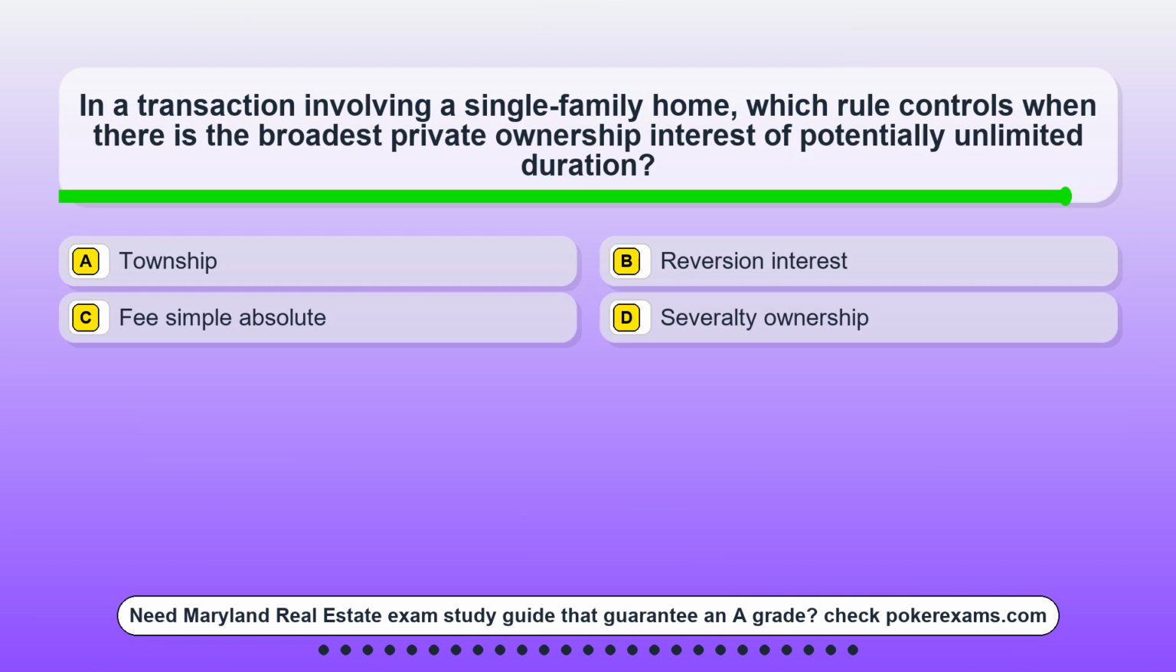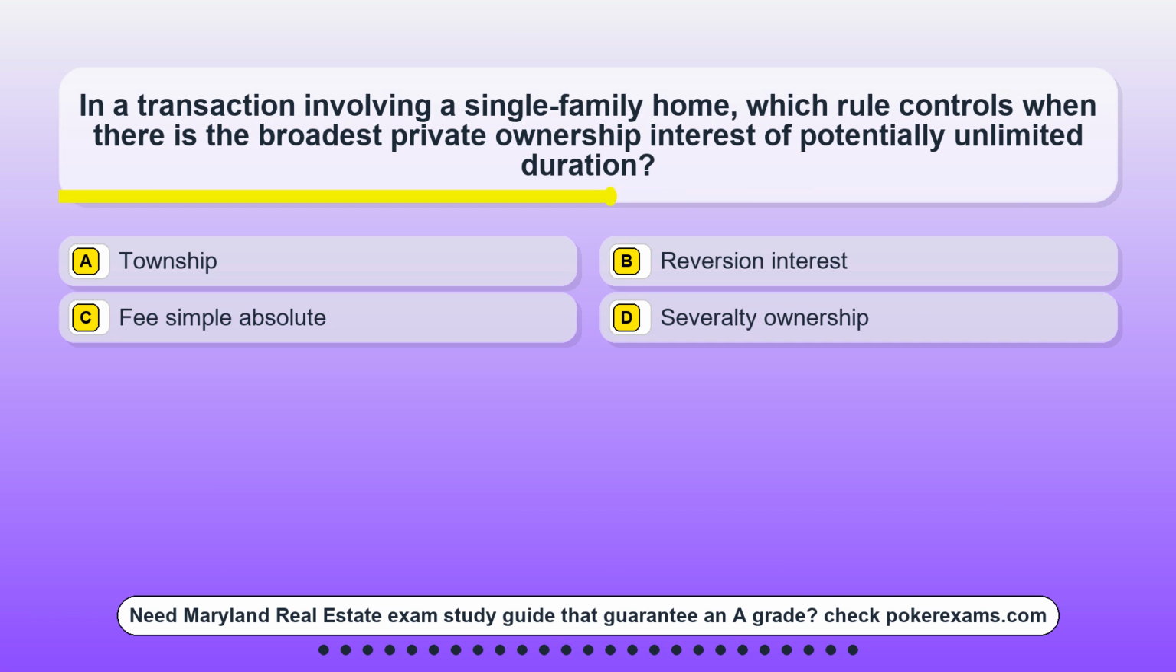Question 21. In a transaction involving a single-family home, which rule controls when there is the broadest private ownership interest of potentially unlimited duration? Option A, township. Option B, reversion interest. Option C, fee simple absolute. Option D, severalty ownership.